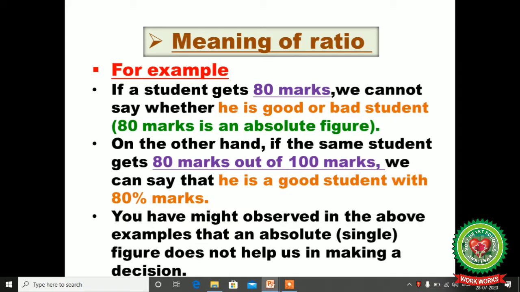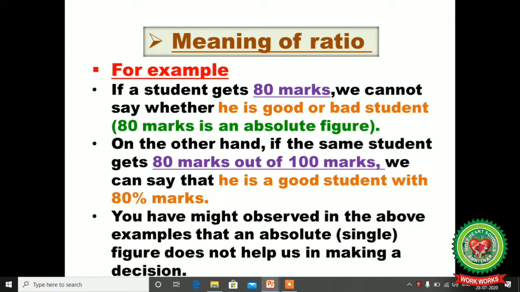Now see the difference. In the previous case, one absolute figure you are having, 80 marks, but in the second one, 2 relative figures you are having. Out of 100, 80 means 80%. At the end, as a result, you can say that he is a good student.